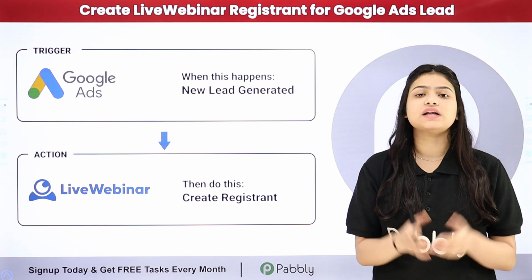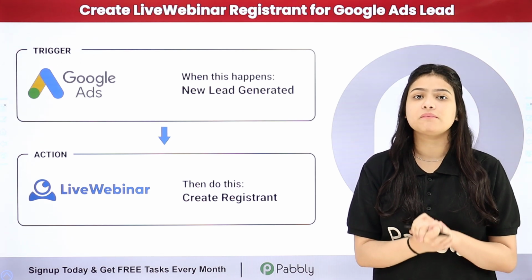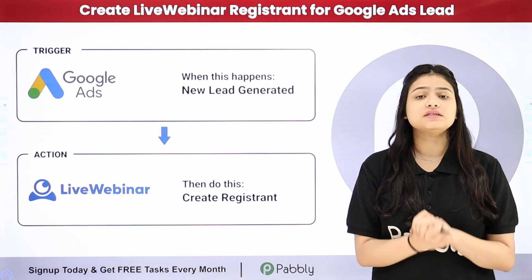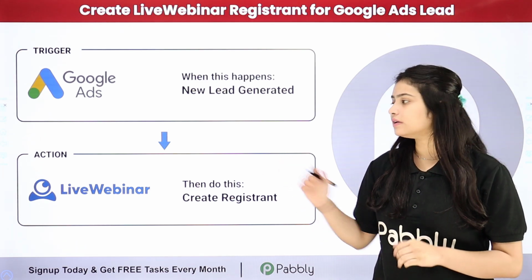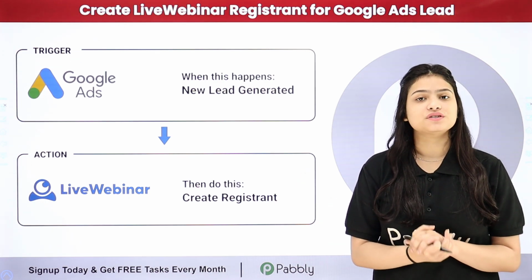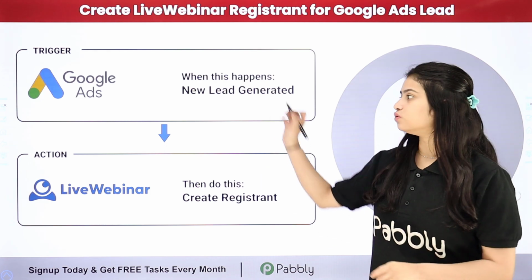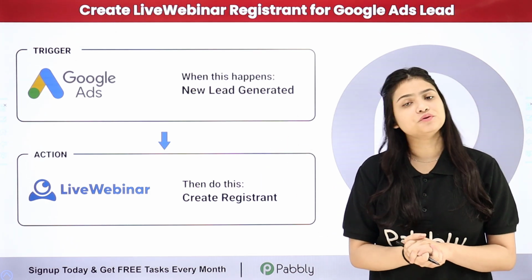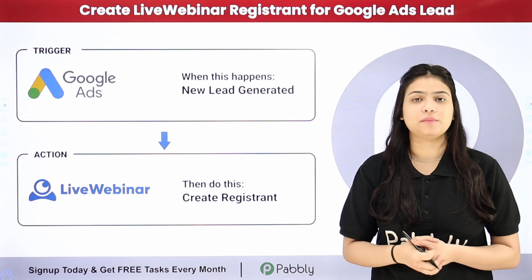So my objective is that as soon as a lead is going to be submitting my lead gen form in Google Ads, automatically that lead should be added as a registrant in my webinar, and I am conducting all the webinars with the help of LiveWebinar. To automate this entire process, we will have to set up the connection between Google Ads and LiveWebinar, and that we are going to do without any coding and any programming skills, simply with the help of Pabbly Connect.